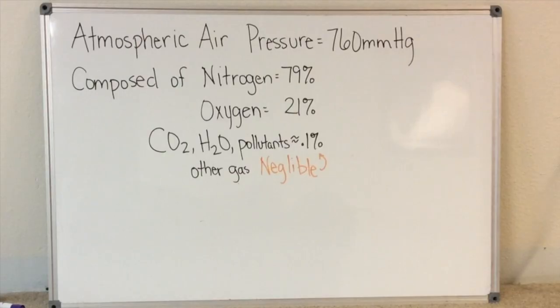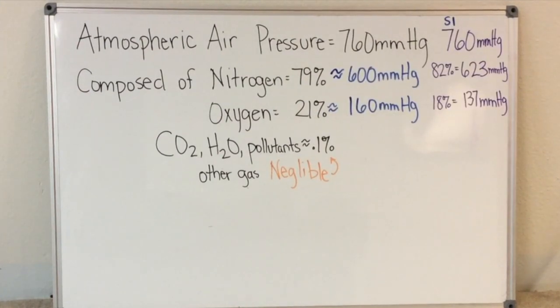The air is largely composed of nitrogen at 79%. Oxygen follows at 21%, and the amount of carbon dioxide, water, pollutants, and other gases is a negligible amount of less than 0.1%. These gas molecules exert a pressure around us. The amount of pressure exerted by a molecule is the same regardless of the type of molecule it was.